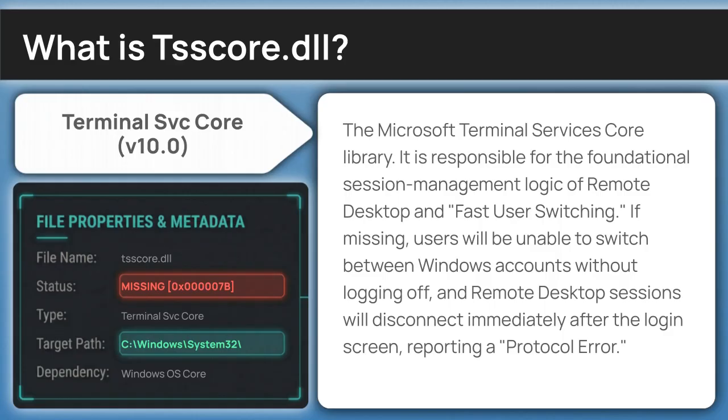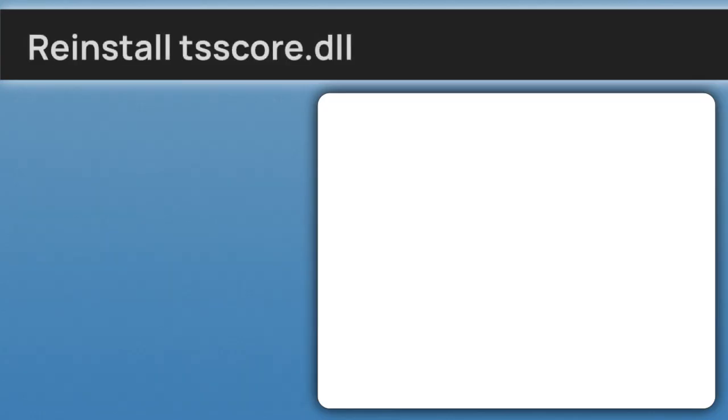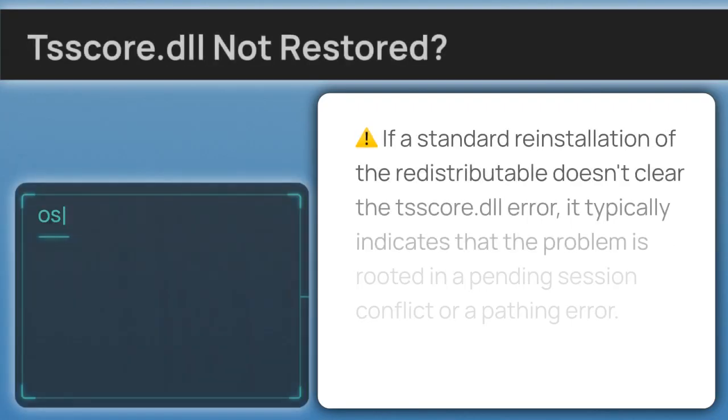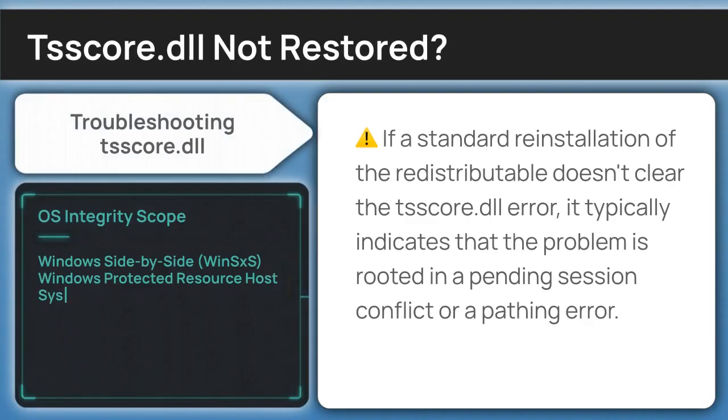Now that you know how the file works, let's focus on the how and fix the issue. This is a Windows integrity issue involving a protected system file. Use an administrator command prompt to run sfc /scannow and allow Windows to automatically repair files like Tsscore Core Library DLL.